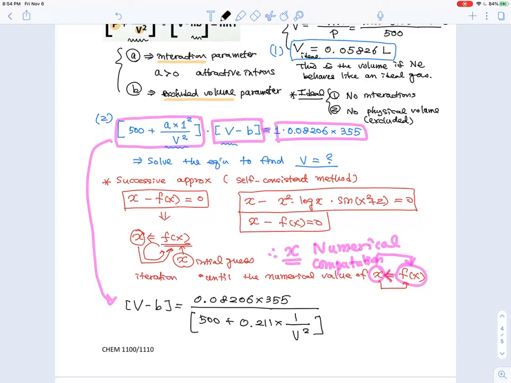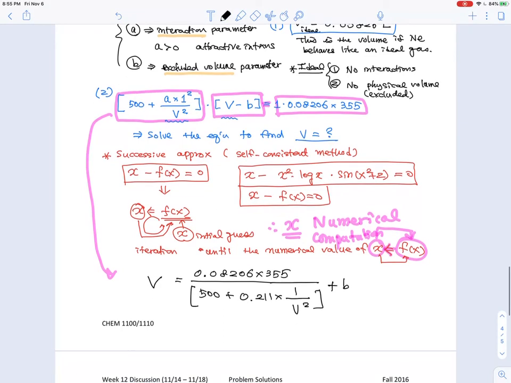Okay, and then I am going to make this change. Having this one, I'm going to move to the other side, right? By doing so, you need to change your sign like this, and then I can just tidy it up here. So what do you see here? Volume is a function of a volume, and you can do this self-consistent calculation until you find the value.